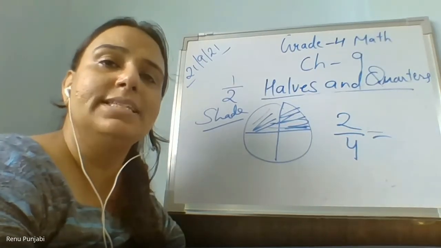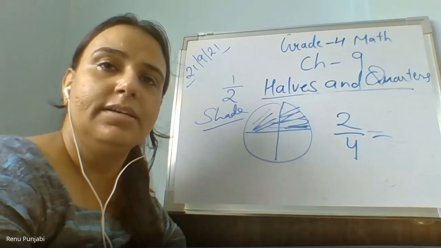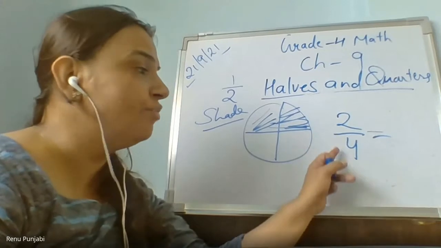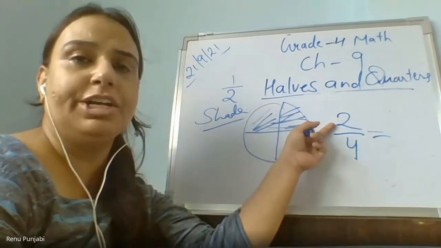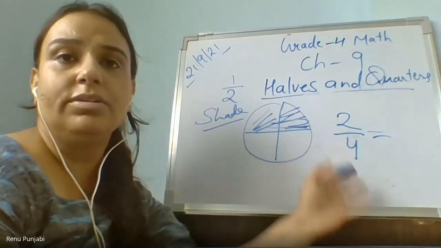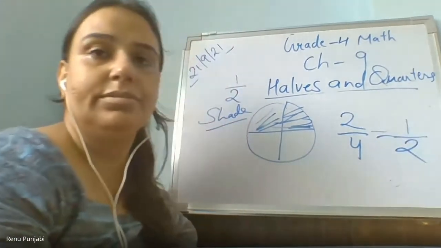Varija, why are you guessing just? Why are you not understanding the concept behind this? There are total 4 parts. You gave 2 parts to Rishik. Ma'am, half. Just now I explained this is just a half. So this is same as 1 upon 2 fraction.